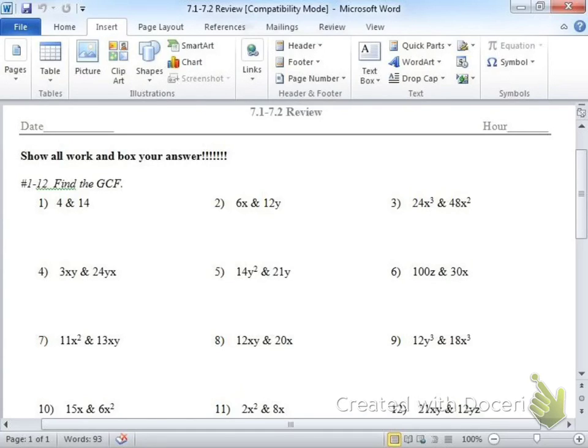So number one, I want to find the GCF, the greatest common factor between 4 and 14. So if I look at my list for 4, I see 1 and 4, I see 2 and 2. If I look at my list for 14, I see 1 and 14, 2 and 7. We are trying to find the largest number that appears in both of those lists. It looks like 2 is going to be the largest number, so 2 is our greatest common factor.